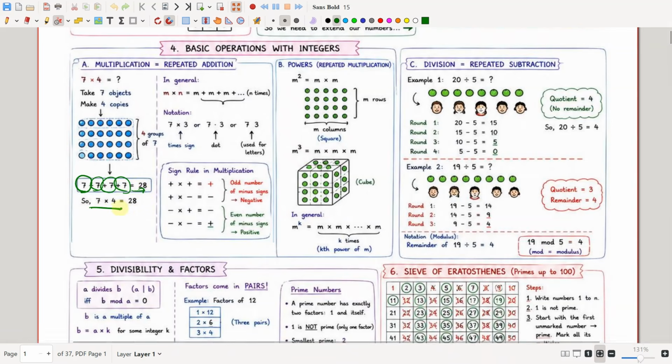So 7 into 4 is 28 is multiplication, and 7 is added 4 times. This is repeated addition. So multiplication and repeated addition, we are getting the same answer. So we are coming to an idea that multiplication is equal to repeated addition. So in general, m into n is equal to m plus m plus m plus m for n times.